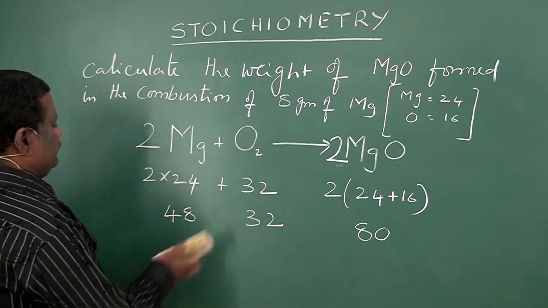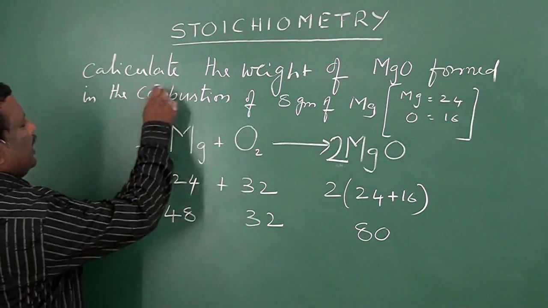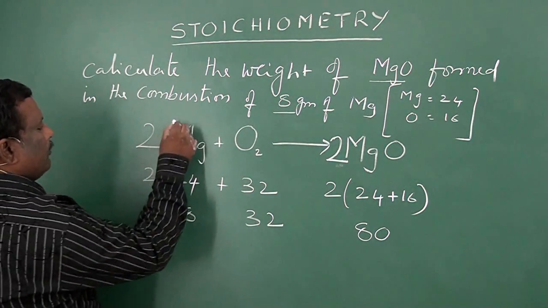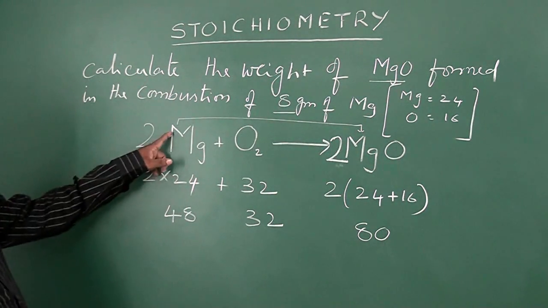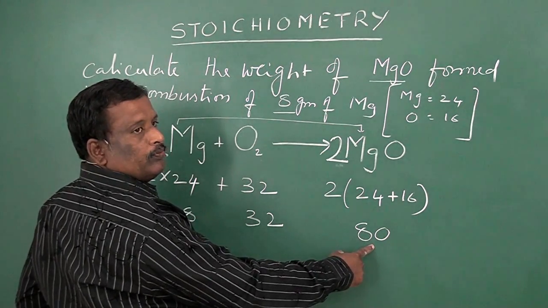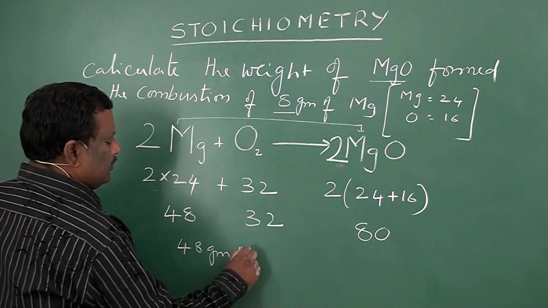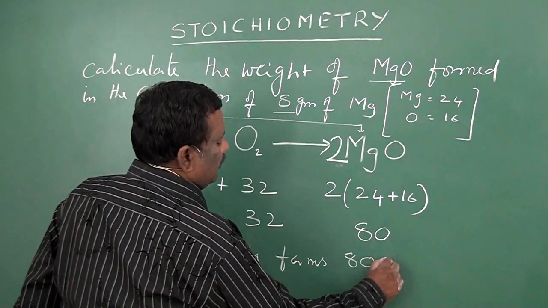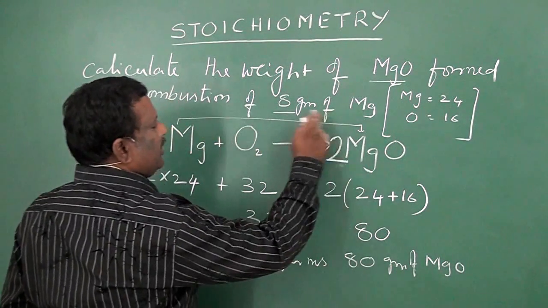Now from this you can write down. Now what is the relation that they are asking? Calculate the weight of MgO from 8 grams of Mg. So they are comparing the weight of Mg and MgO. 48 grams of Mg is forming 80 grams of MgO. So write down: 48 grams of Mg forms 80 grams of MgO.